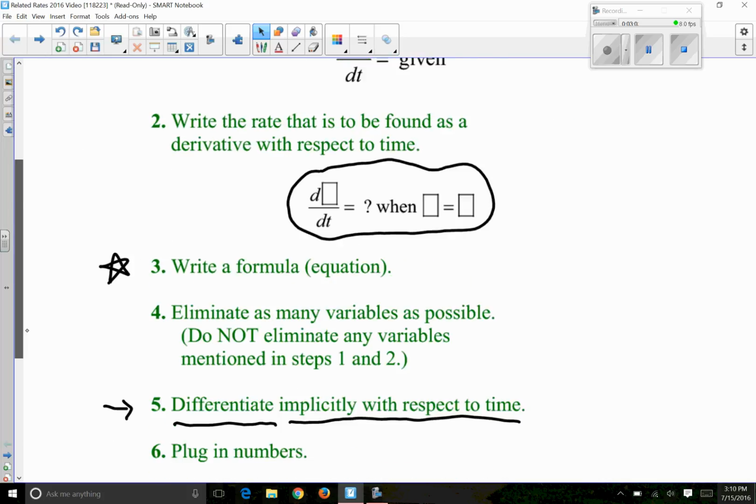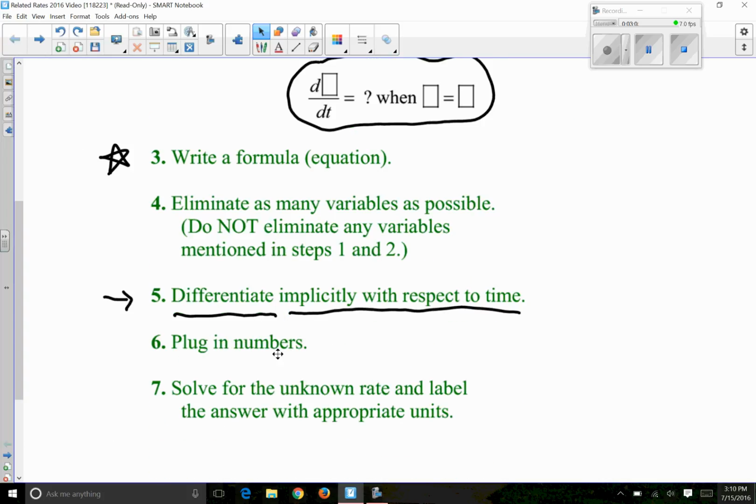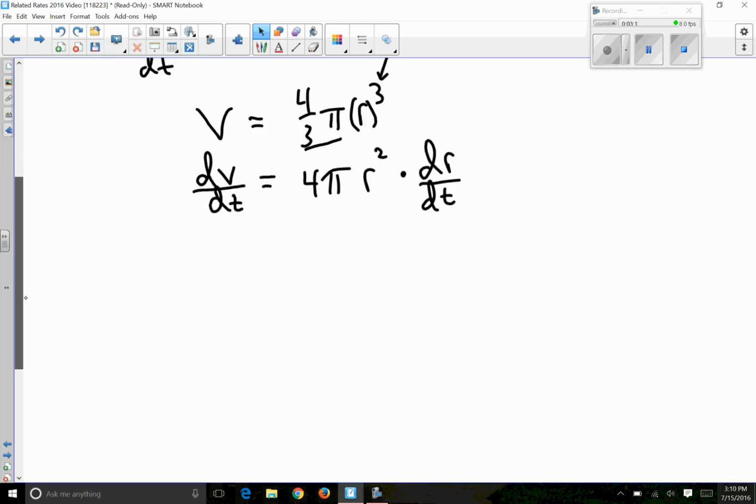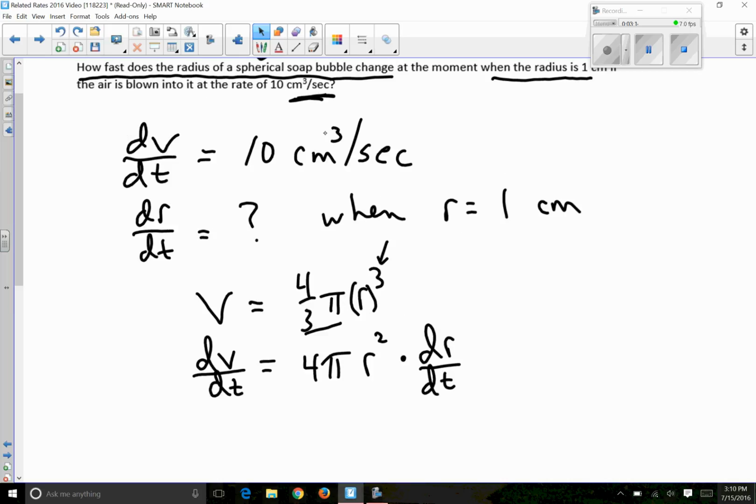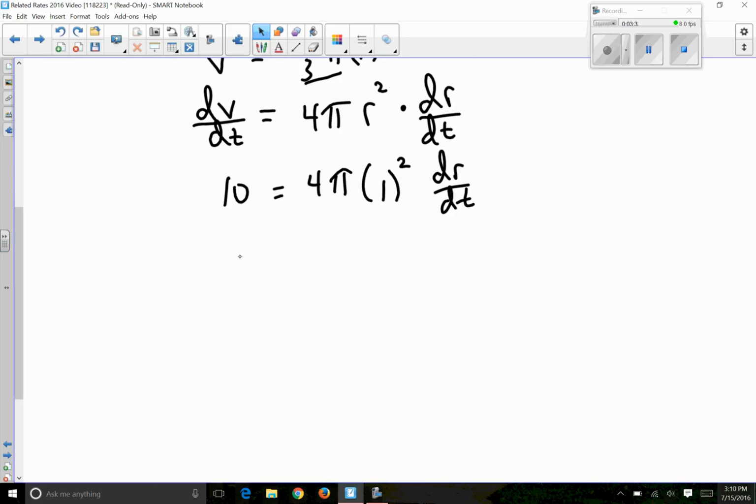So that's that. Now we're going to plug in numbers and then solve for the unknown rate. So the numbers to plug in are up here. dV/dt is going to be replaced with 10. The r is going to be replaced with 1. And dr/dt is what we're trying to find. So we're going to solve for dr/dt.